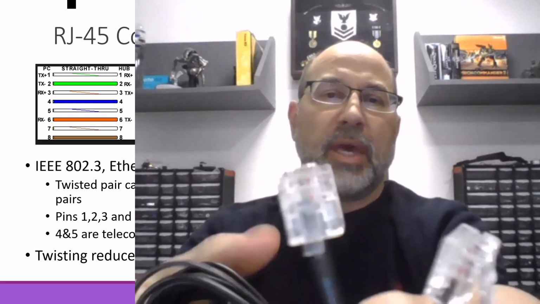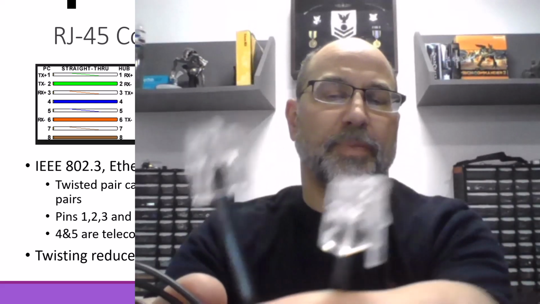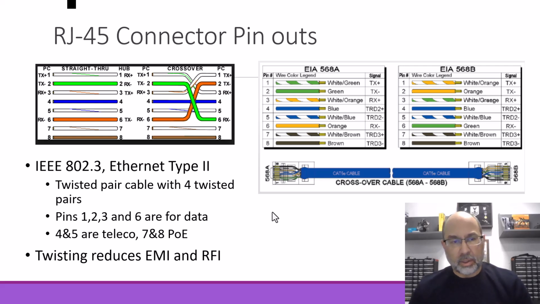Now, there are other jacks out there. An RJ11 is a much smaller version, and if you look at your telephone cords, they have RJ11s on the end of them. Now, what's the difference? Well, RJ45 is 8-pin and much larger.